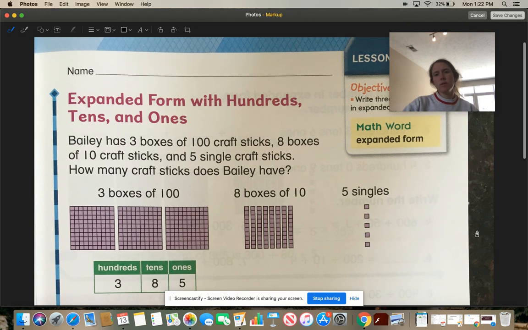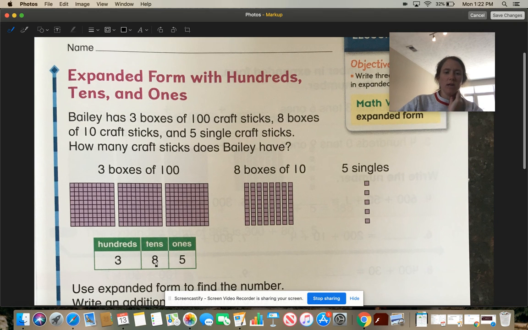Expanded form is when we take our number and we stretch it out and we separate all the values in each place. So if we have the number 385 right here, we stretch it out. We have to say how many hundreds are there, how many tens are there, and how many ones are there. It says Bailey has 3 boxes of 100 craft sticks, 8 boxes of 10 craft sticks, and 5 single craft sticks. How many craft sticks does Bailey have?